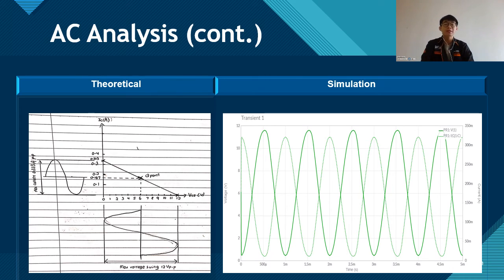As we can see here, both output waveforms, theoretical and simulation, have a sinusoidal shape. And as we know, the output of a class A amplifier conducts for a full 360-degree cycle, which is shown by both output waveforms here.